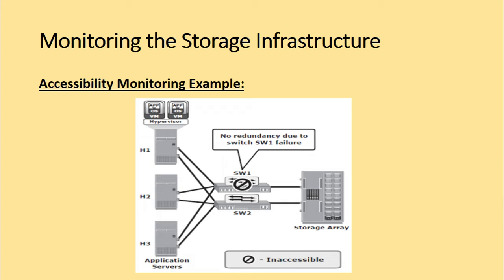In most cases, the administrator receives symptom alerts for a failing component and can initiate actions before a component fails. So in this example, monitoring for accessibility enables detecting the switch failure and helps an administrator to take corrective action before the failure occurs. So that is an example related to accessibility monitoring.